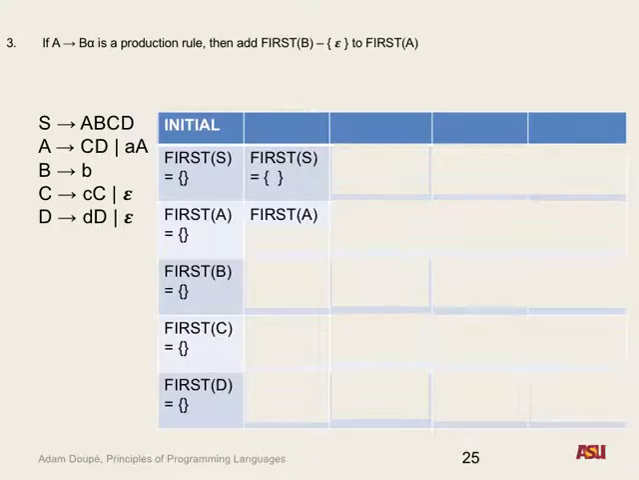So basically, does it contain epsilon? Is epsilon in the first of the leftmost symbol? So is epsilon in the first of big C? Yes. Is it? What's in that set? How many elements are there in that set? Well, it's not epsilon, it's empty. It's an empty set. There's nothing in it.